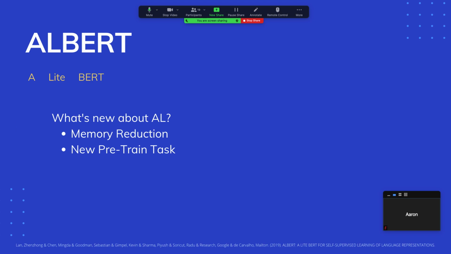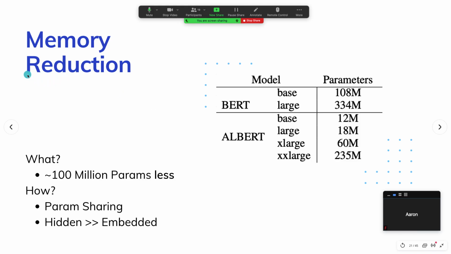What is ALBERT? ALBERT is a light BERT. So what's new about ALBERT? As you probably guessed, "light" refers to memory reduction. ALBERT is really bringing a memory reduction as well as a new pre-training task. We're going to start with the memory reduction. And so how vast is this memory reduction?